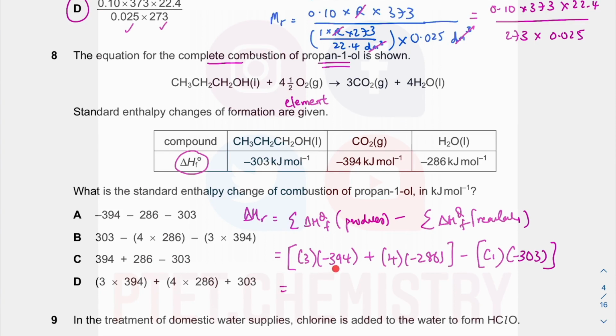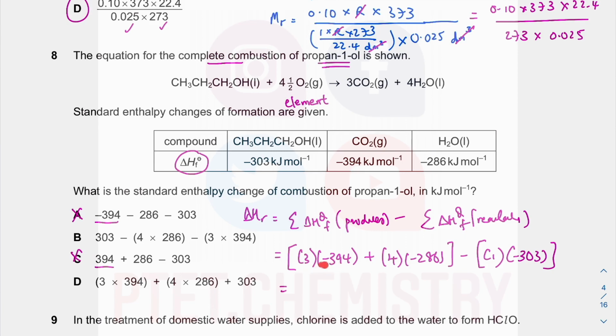So there's 3 times minus 394. What am I looking at? Have I done this wrong? Formation of product minus the formation of reactants. Okay, what have I done? So I can see that the 394 here hasn't been multiplied by 3, so this is incorrect.